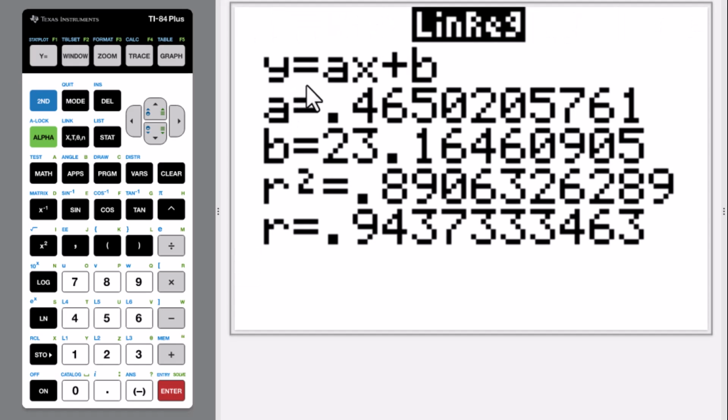You are given the equation of a regression line. a is the slope. b is the intercept. Also, this is Pearson's correlation coefficient, r equals 0.944.